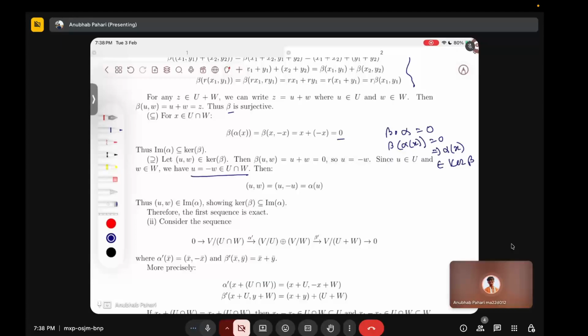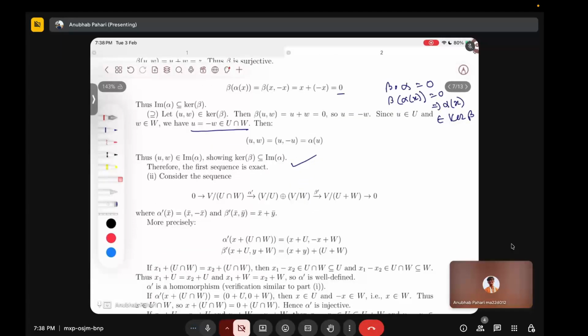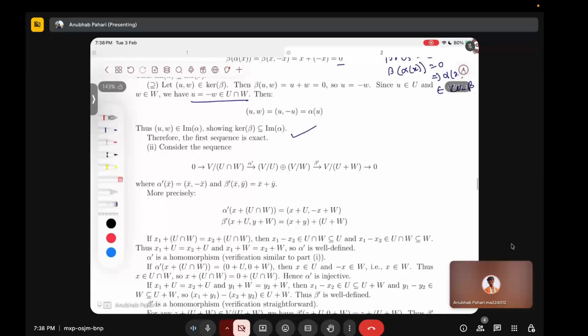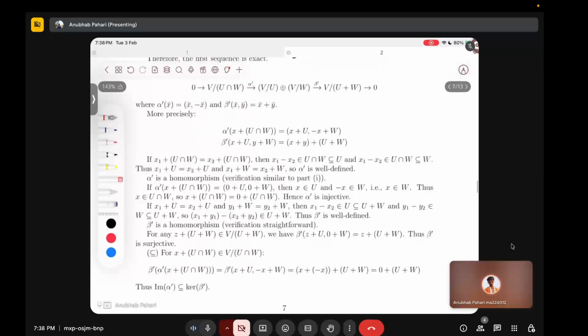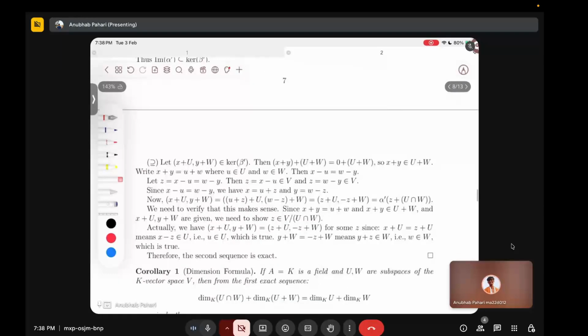Then we have (u, w) is (u, minus u), which is alpha of u. So we have shown that (u, w) belongs to image of alpha, so the other direction is also satisfied. Therefore they are equal, so the first sequence is exact. Now we come to the second thing, but this is exactly the same as the first one.